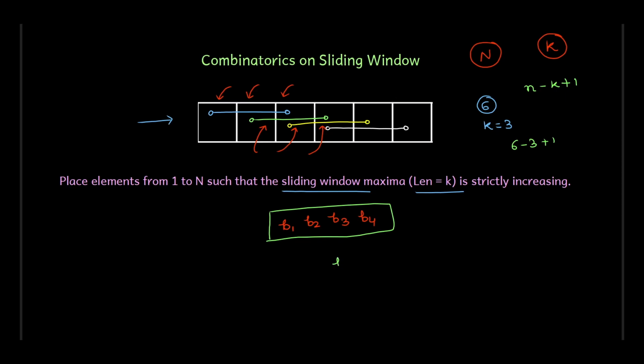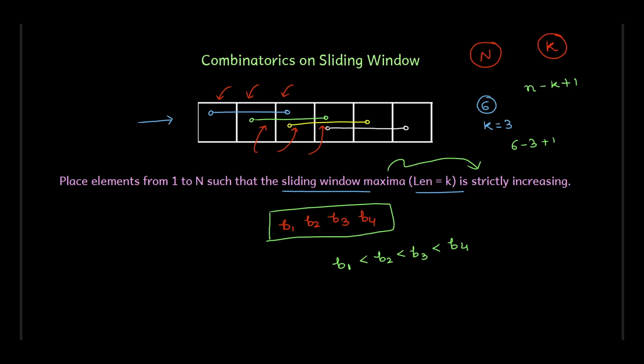So you have to ensure that B1 is less than B2 is less than B3 is less than B4. That is, this sliding window maxima itself should be in strictly increasing order.